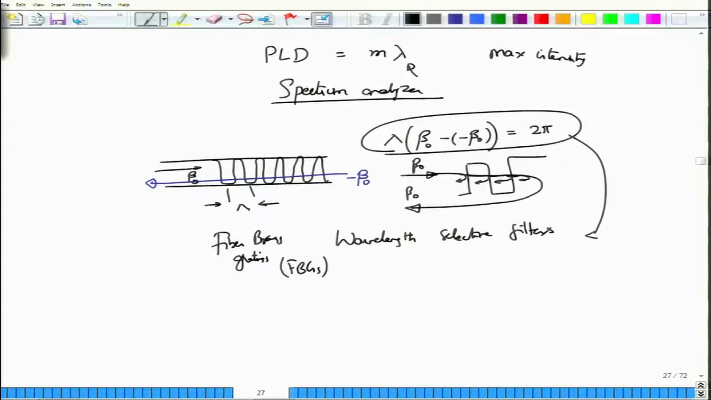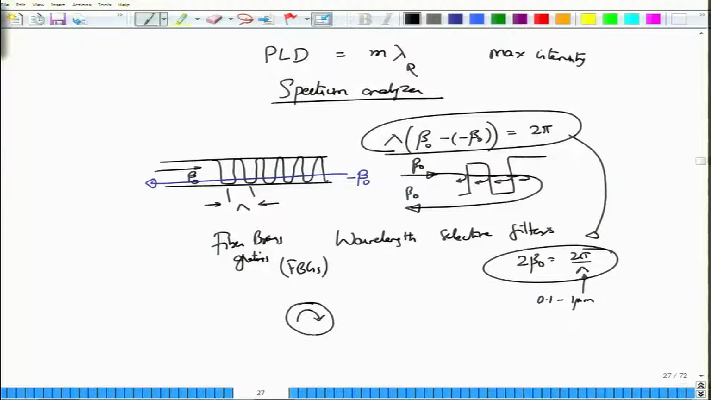This condition can be rewritten as 2 beta 0 equals 2 pi by lambda, and we have assumed that beta 0 and minus beta 0, that is, the forward and backward waves, are the ones coupling to each other. Again, there is a notion of coupling here, and because beta 0 is usually very large, 2 beta 0 is quite large, and therefore you can choose lambda to be much smaller, just about 1 micrometer or even less, say from 0.1 to 1 micrometer. The exact length depends on the index profile that you have.